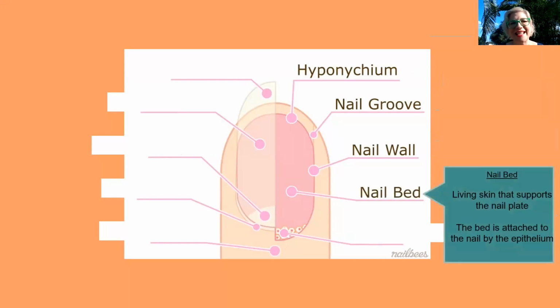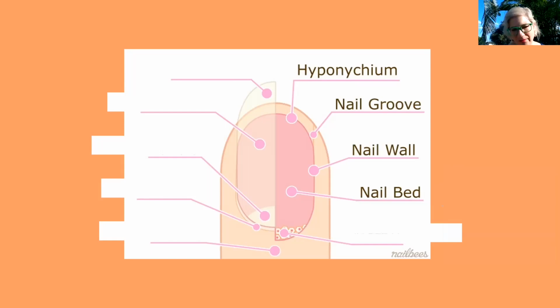All right, the next one is the nail bed. So this is the skin underneath the hard part. Okay, we'll talk about the hard part in a few seconds here, but the skin underneath that is your nail bed. It's providing all sorts of nourishment to your actual nail, to your fingers. Okay, so that's your nail bed. It is the skin that the nail plate actually sits on top of.